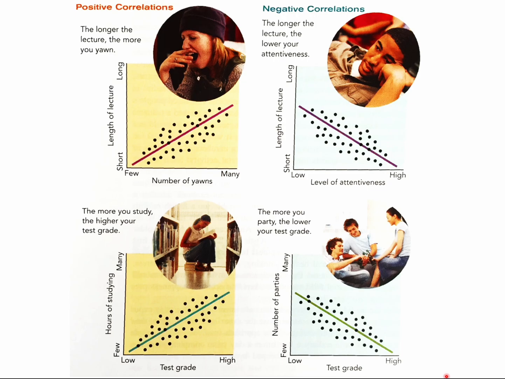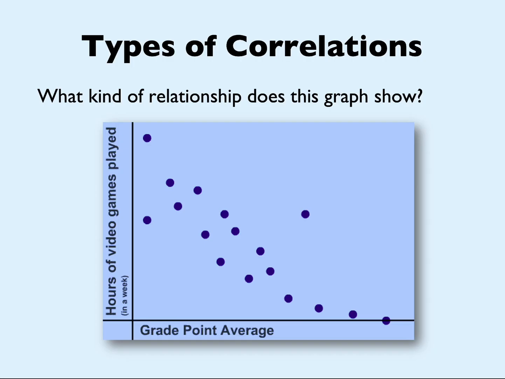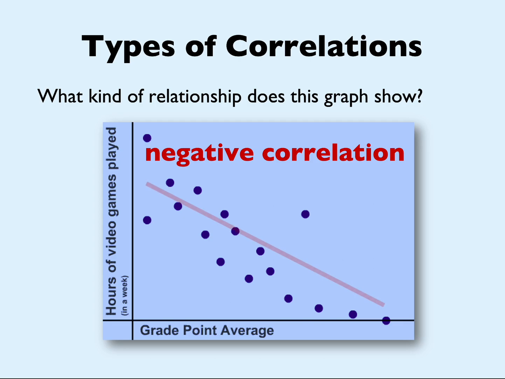All right, so here are some others. What kind of relationship does this graph show? I'll give you a second to look at it. Take a look at that graph. Is that negative, positive, or no relation? It's hours of video games played and your GPA. You can probably tell that that is a pretty good negative correlation. It would be even stronger if this dot here, a bit of an outlier, weren't there, but we don't throw data out just because it's inconvenient.